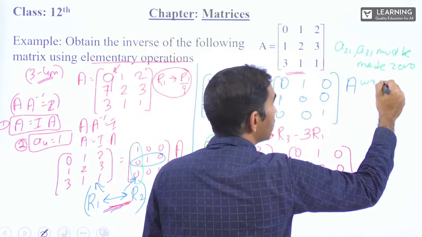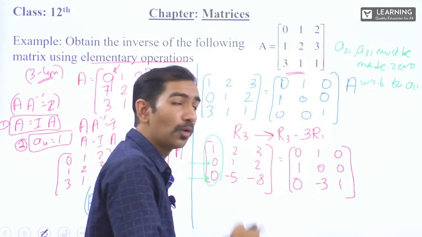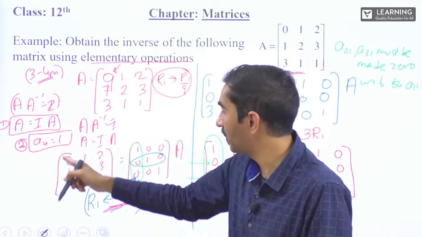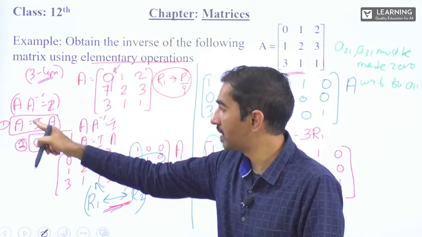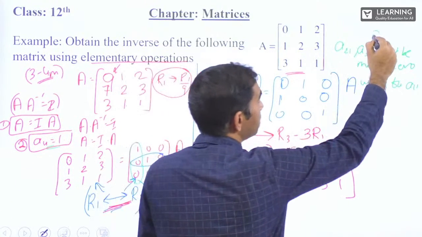With respect to A11. But what is A11? See here, what is A11? A11 should be equal to 1. Step 1, step 2, and this will be your step 3.